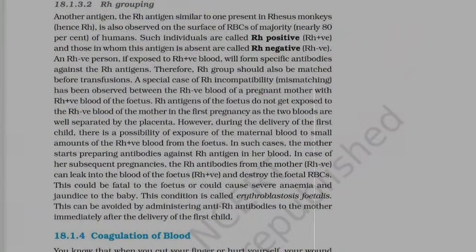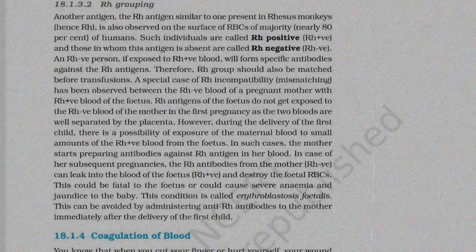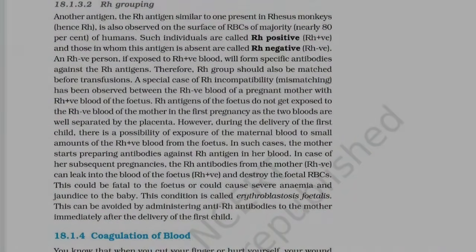Rh grouping. Another antigen, the Rh antigen, similar to one present in rhesus monkeys, hence Rh, is also observed on the surface of RBCs of the majority, nearly 80% of humans. Such individuals are called Rh positive, and those in whom this antigen is absent are called Rh negative. An Rh negative person, if exposed to Rh positive blood, will form specific antibodies against the Rh antigens. Therefore, Rh group should also be matched before transfusions.